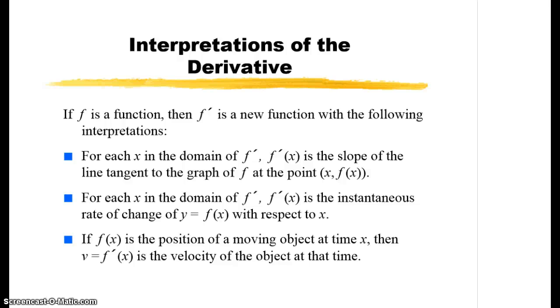Alright, so how do we interpret the derivative? What does this derivative mean? Well, if f is a function, then f prime is just another new function with the following interpretations. For each x in the domain of the derivative, f prime of x is the slope of the line tangent to the graph of f at the point x comma f of x. For each x in the domain of f prime, f prime of x is the instantaneous rate of change with respect to x. Okay, and finally, if f of x is the position of a moving object at time x, this is from physics, then v equals f prime of x is the velocity of the object at that time. So this function also represents velocity, which is the derivative of position in physics.